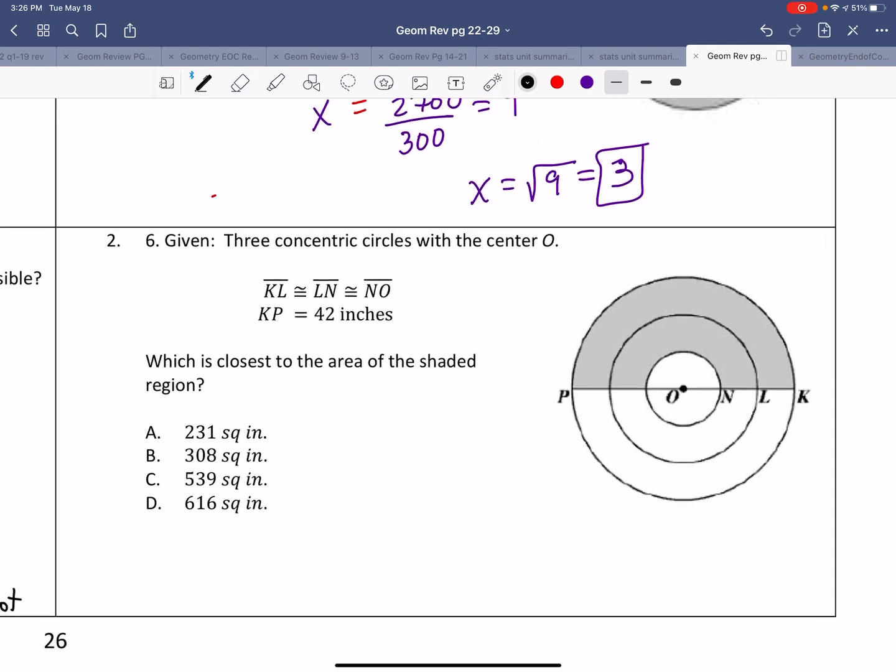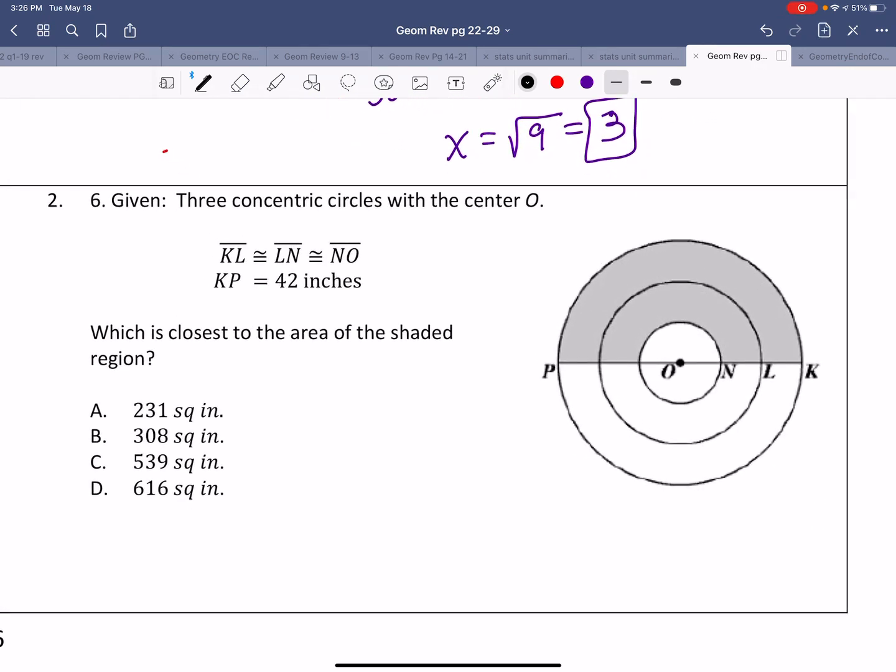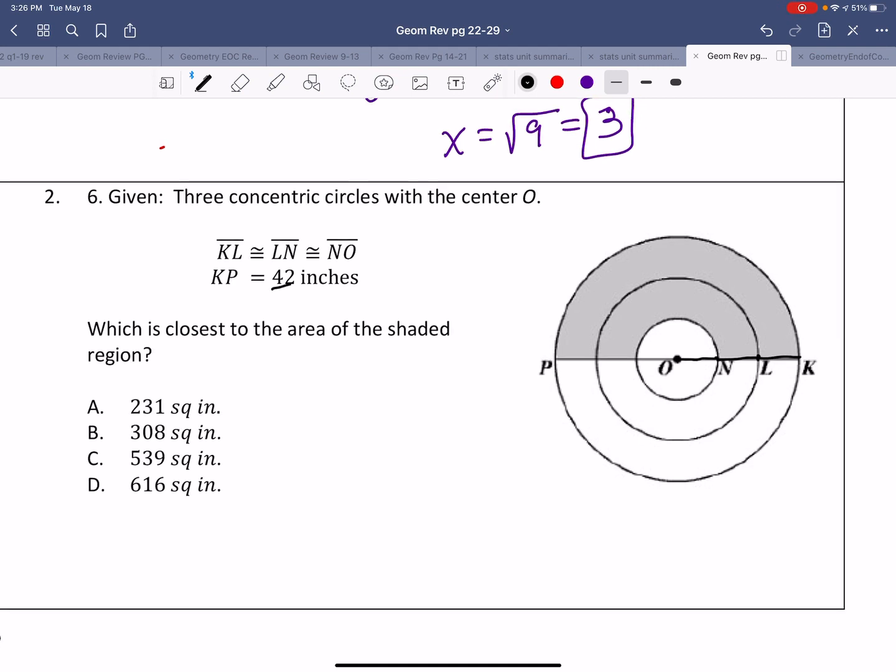6. 3 concentric circles with a center of O. KL is equal to LN is equal to NO. Okay, so they have the same radius. KP, the whole thing, is 42. So it looks like this cut this into 6 equal pieces. So that means if I divide by 6, each of those are 7. What's the closest to the area of the shaded region?